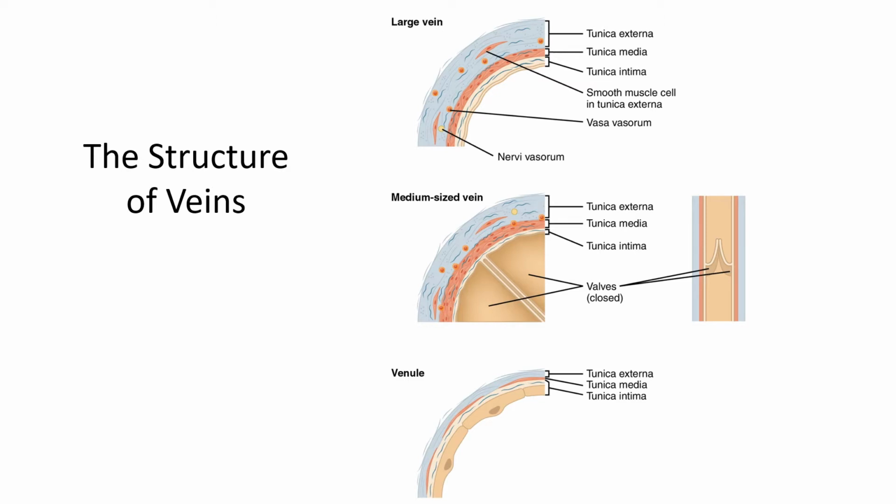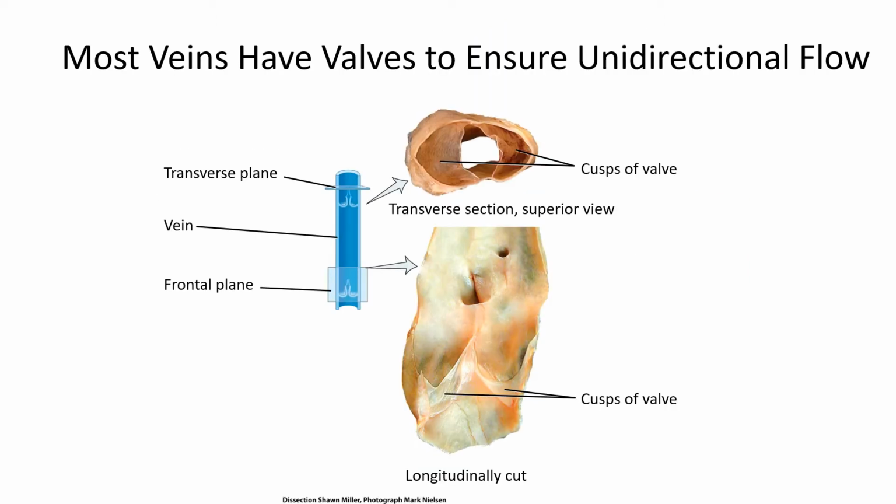We have a much thinner layer of muscle, and we don't have those thick elastic layers that we saw in arteries. Again, we also have valves. These pictures show actual large veins that have been sectioned. So we've got a transverse section on the top, and we're looking down into the vein, and we're seeing two cusps of a valve. In the lower picture, we're looking at a longitudinal section, and we can see those cusps of the valve that would catch fluid.